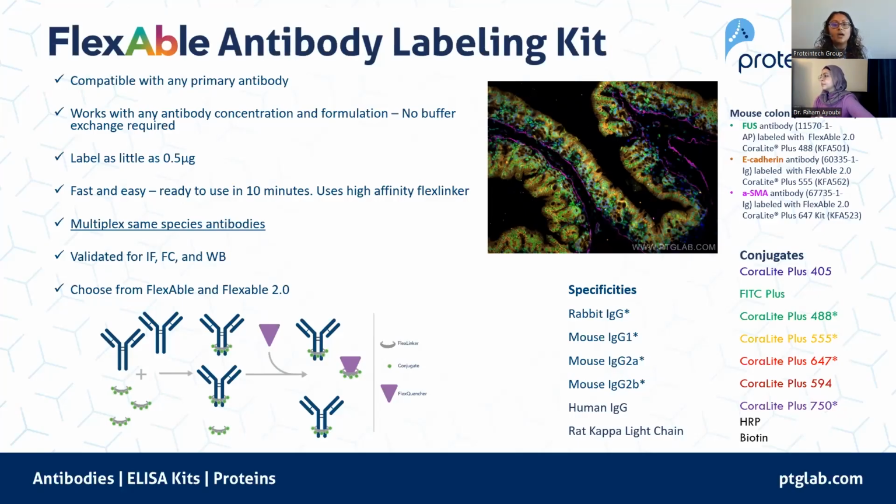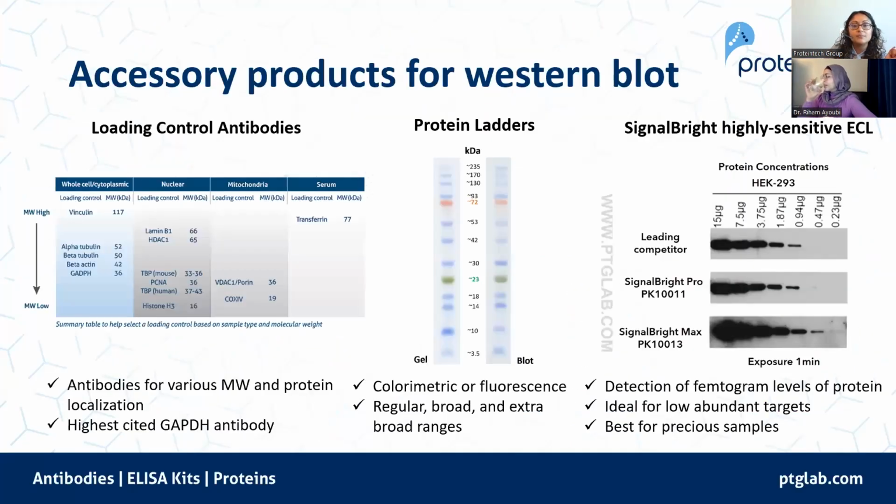We also recently launched our Flexible 2.0 kits, which are optimized for immunofluorescence. These kits contain more dyes on the flex linker compared to our initial flexible kits, which makes them ideal for lower abundance proteins.